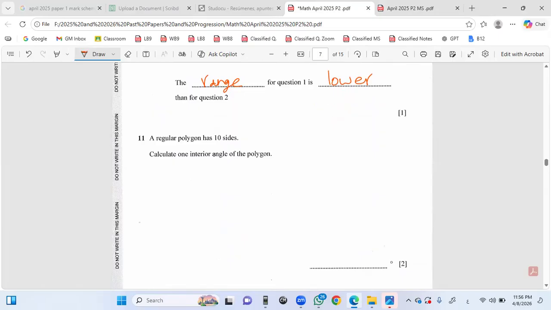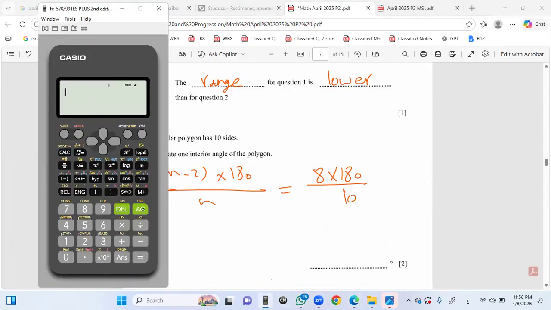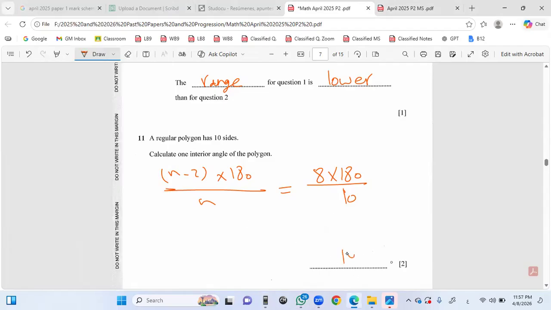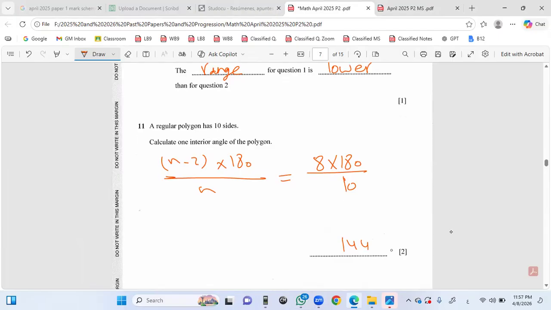A regular polygon has 10 sides. Calculate one interior angle. So n minus 2 times 180 over n. It is a decagon, so 10 minus 2, which is 8, times 180 over n, which is 10. You're going to find that 8 times 180 is 1,440, divided by 10 is going to give you 144 degrees.